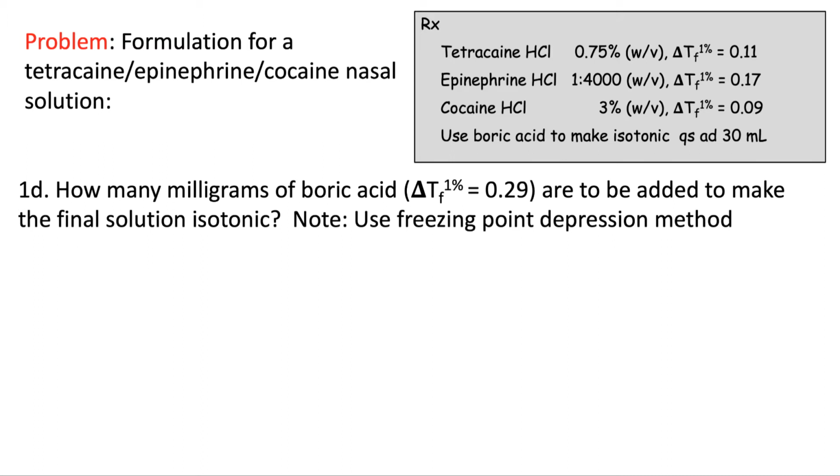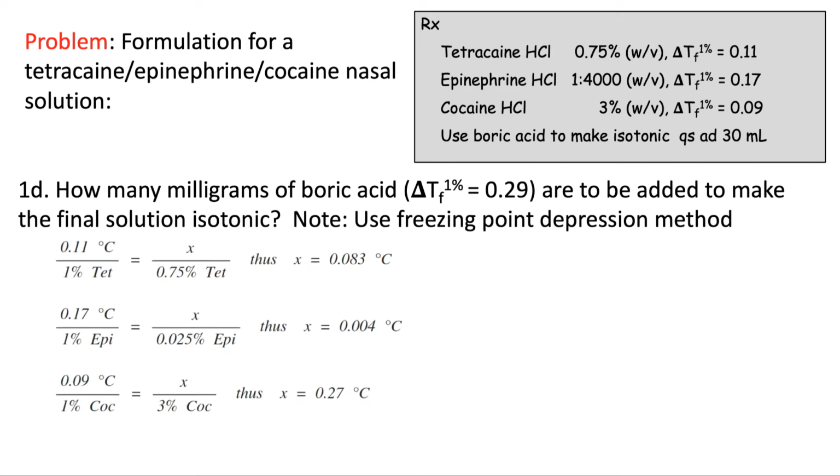Okay, so how do we approach this? Look on the prescription, and now instead of E values, I've given you delta TF 1%. And remember, that means those are the values that produce a change in freezing point for a 1% concentration. So, for example, for tetracaine, we see the delta TF, that is the change in freezing point for a 1% solution, would be 0.11 degrees Celsius. So a 1% concentration of tetracaine lowers the freezing point by 0.11 degrees Celsius, and we have similar numbers for each active ingredient.